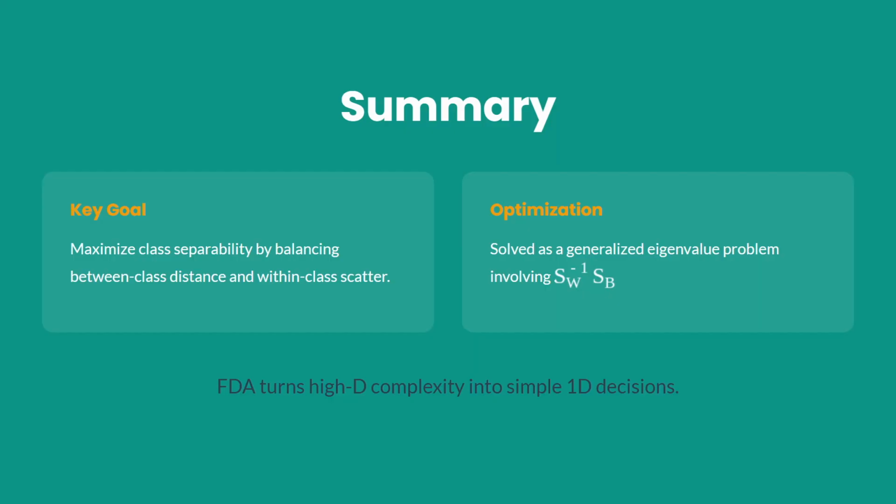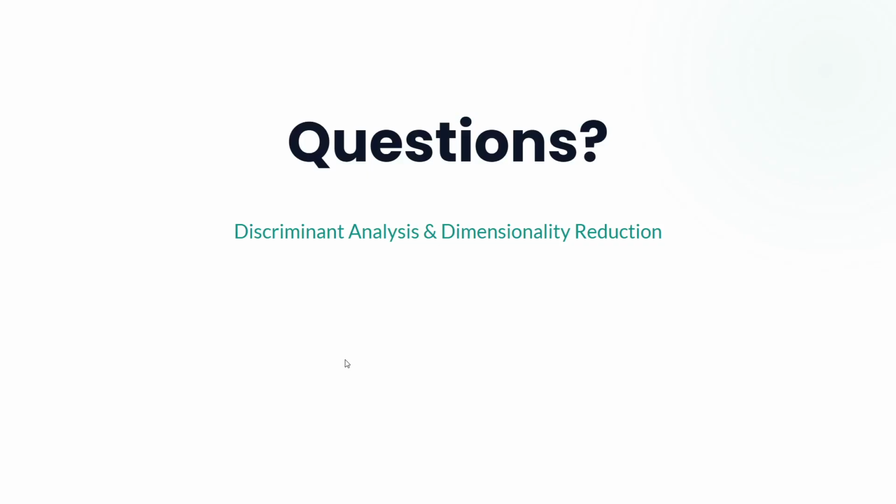If you want me to explain this part more, please comment. I will solve it in my copy and show you or share it in the video. So FDA turns high-dimensional complexity into simple one-dimensional decisions.